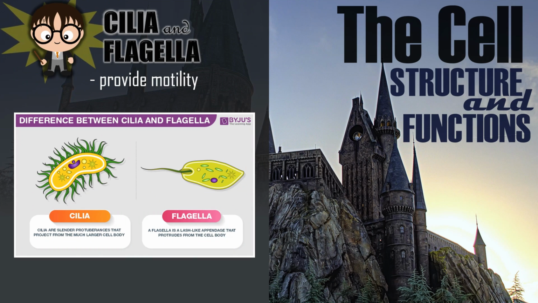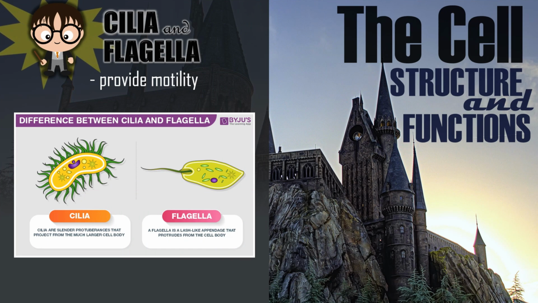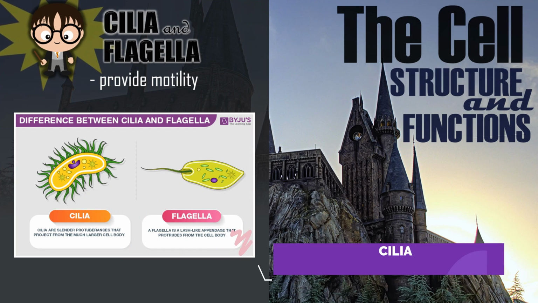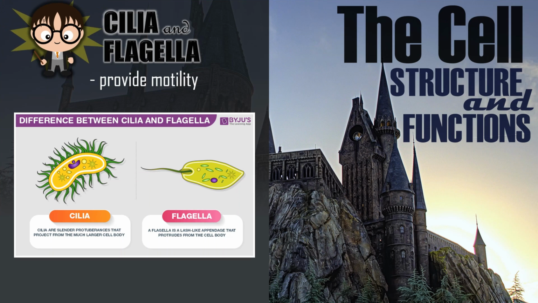Flagella and cilia allow movement, but how are they different? A flagellum, or flagella, moves in a whip-like manner, such as that of Euglena, an example of a protist. Cilia require power and recovery strokes in the swimming movement. Example is the movement of a paramecium.